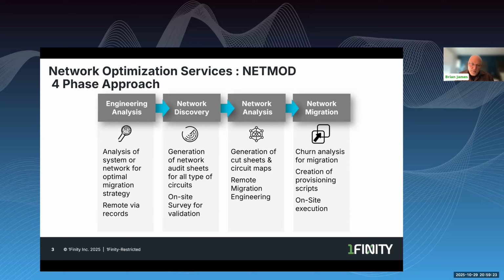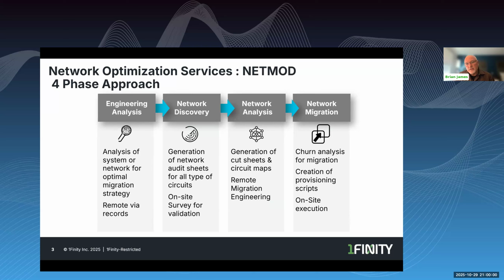The second phase is network discovery, where we take what we find in the engineering analysis and the generation of the network audit sheets with all the types of different circuits. That's an on-site survey for validation. So what we're doing here is going on site and physically validating at the equipment what the records say, making sure that they match or don't match, and then coming up with a solution to make a match so we can start planning the overall migration.